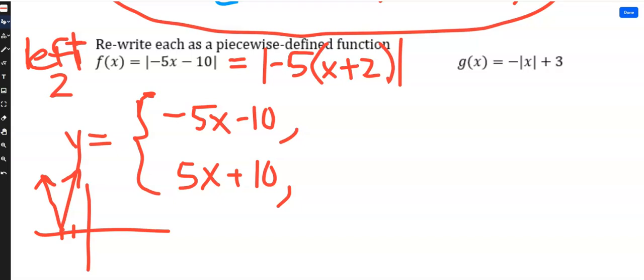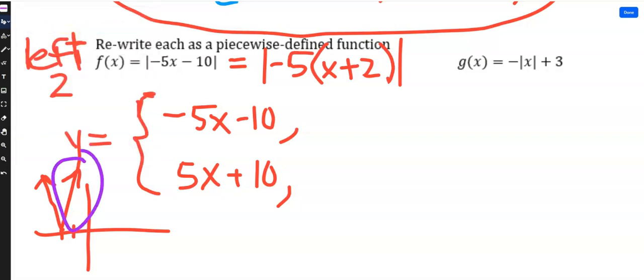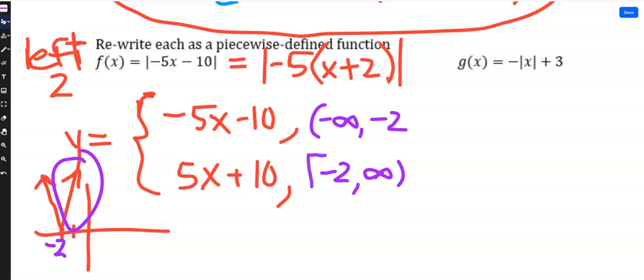So the one that has a +5 would be the one on the right. And since we've got -2 right there, that would be my -2 to infinity. And the other one would be the other side. That would be -infinity to -2. Now remember I said you get to pick. So if you want the bracket to be here and the parenthesis to be there, I don't care. Or if you switch it up, it's got to be on one of them, but it can't be on both.